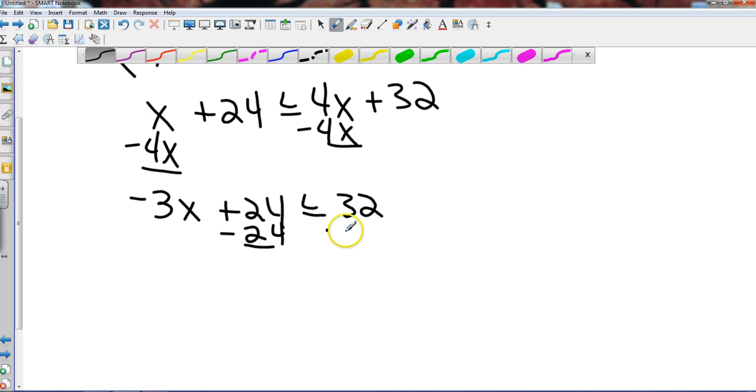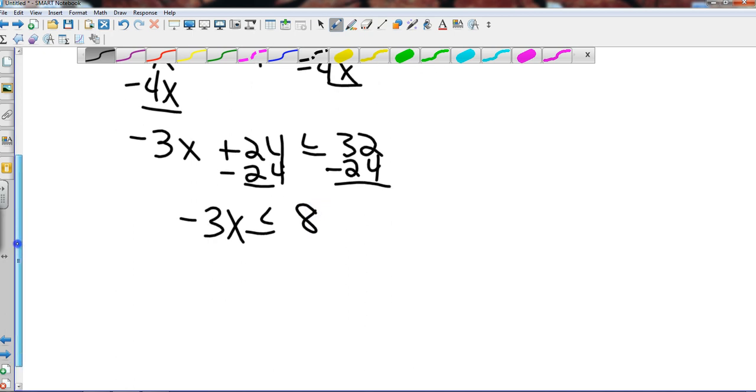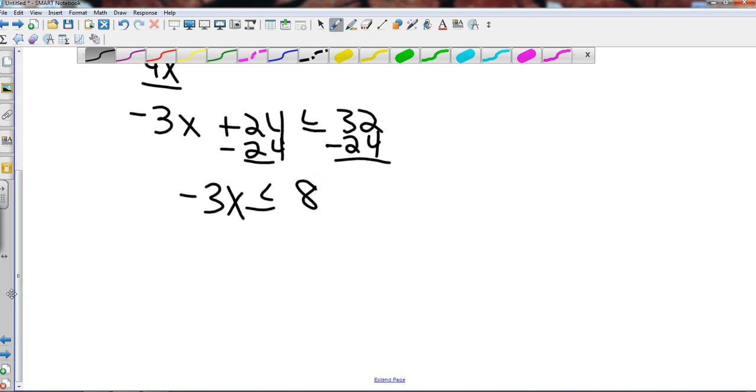For those of you who I showed the other method yesterday, you'll see that your answer is exactly the same. They both work. In this method, I just get rid of the fraction quicker. So that leaves me negative 3x is less than or equal to 8. And I've got two more things I have to do. What do I do? Divide by negative 3 and flip the sign.